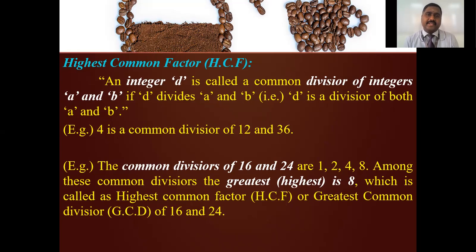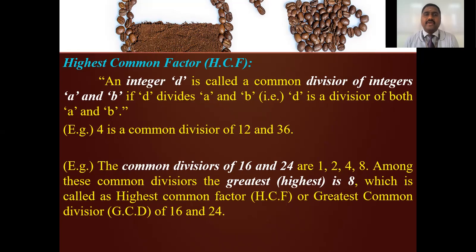For example, see, there are the numbers 16 and 24. 16 and 24 can be divided by the numbers 1, 2, 4, 8. So all these four numbers are divisors of 16 and 24. But among those four numbers, 8 is the highest divisor. That's why 8 is called the highest common factor of 16 and 24. So this is how we need to calculate the highest common factor.